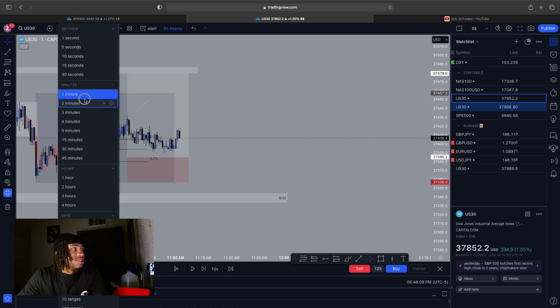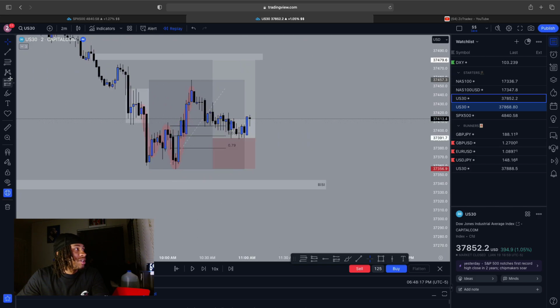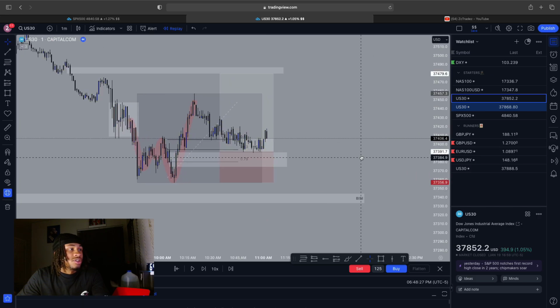Okay, you know what? I don't think we're gonna drop directly into it. I think that would come into this 2-minute fair value gap right here. This 2-minute displacement right here. And look how it respected it. Dropped right onto it. Now I wanna show you guys something.